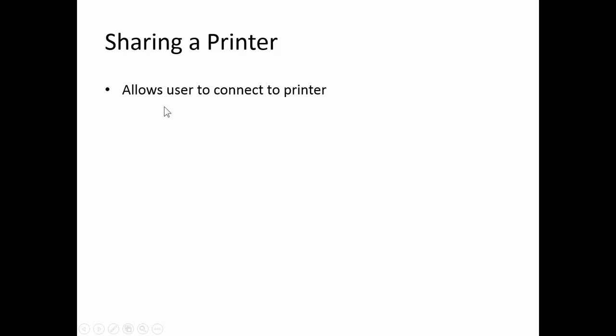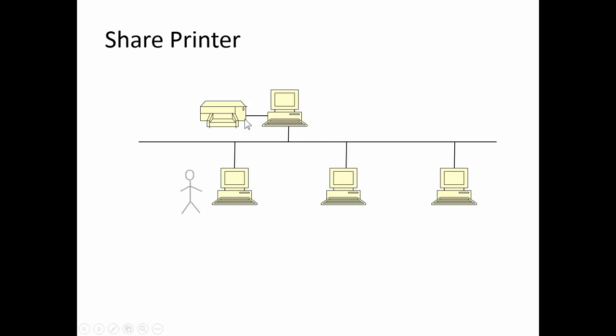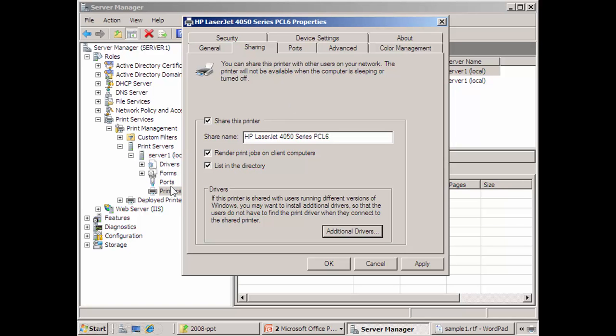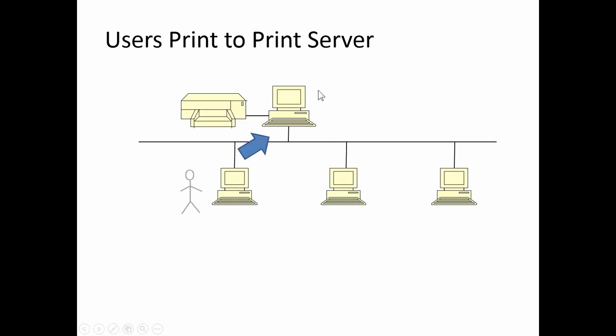To share a printer, in other words, to allow users to connect to a printer on a print server, we go to the print server, and then we go to the printer, and we right-click on the printer and select Properties. All we have to do is click on the checkbox that says Share this printer, and when we do, it allows users to print to the printer. After we have clicked on the checkbox that says Share this printer, then that makes this computer, by definition, a print server because it can receive jobs from users. Users print to the print server, which pushes the job to the printer.